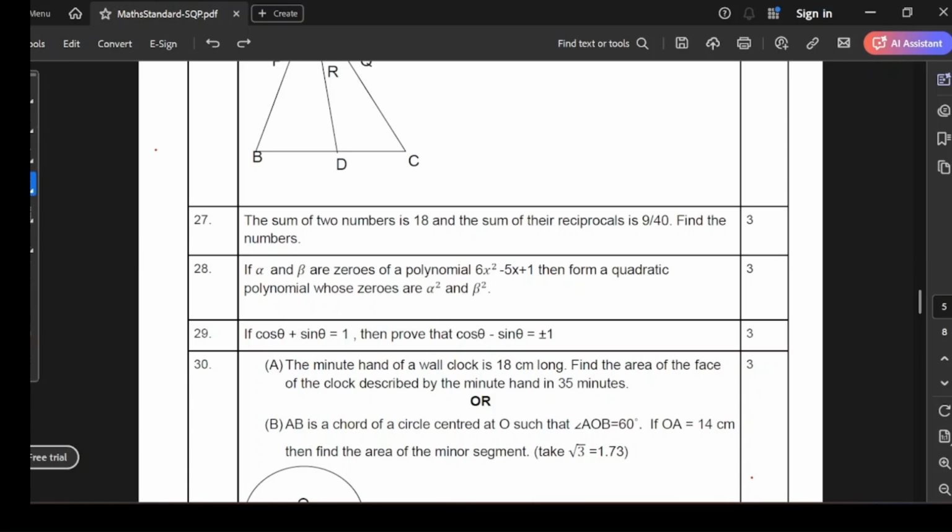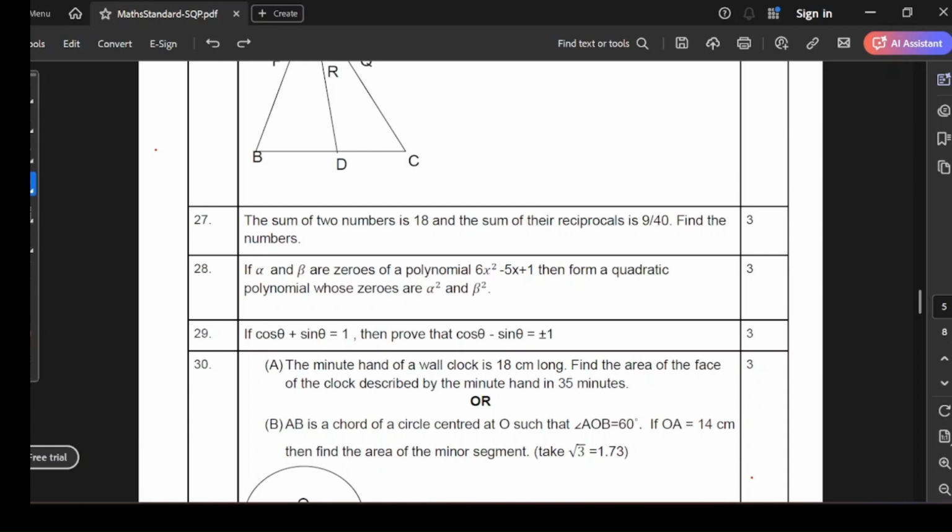In the previous two videos I solved section A and section B and completed question number 26 in section C. In this video I am going to start with question number 27 in section C. Let's start. What is given in question number 27?